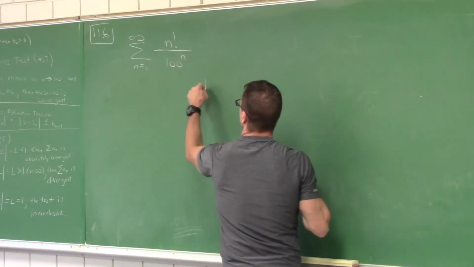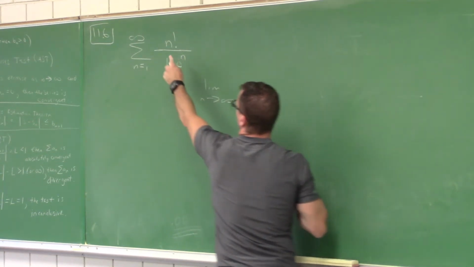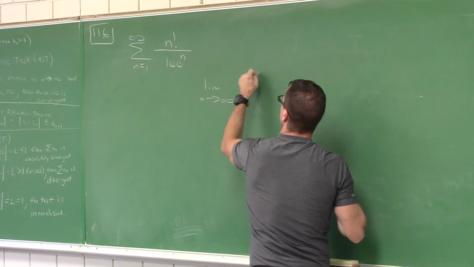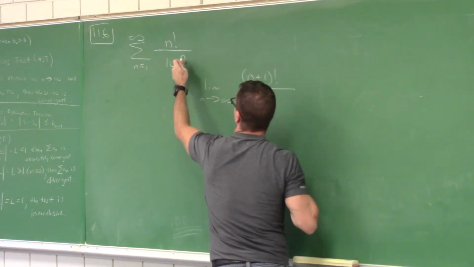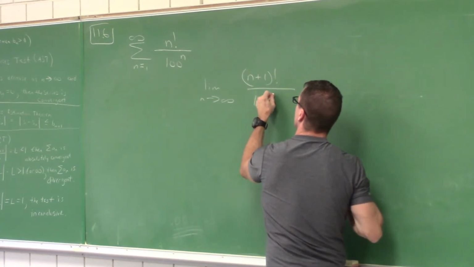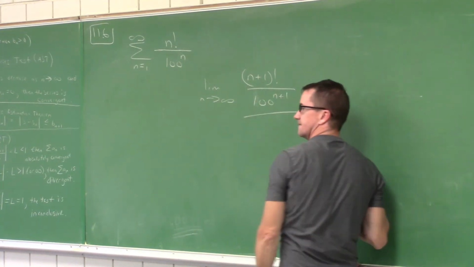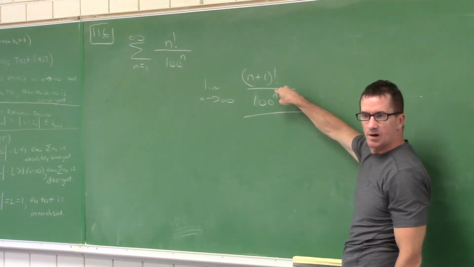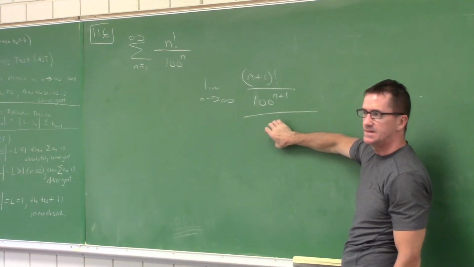Here I go. The limit as n approaches infinity of, what do I substitute for n? n plus 1. What do I substitute for n? n plus 1. And what do I divide? That's a sub n plus 1, right? And what goes in the denominator? The original.